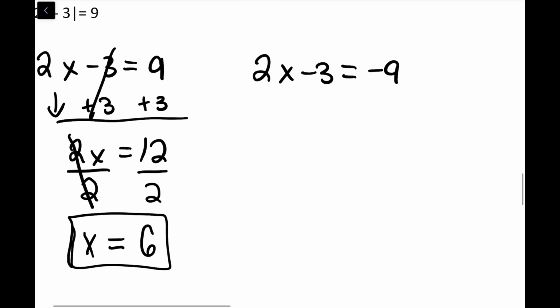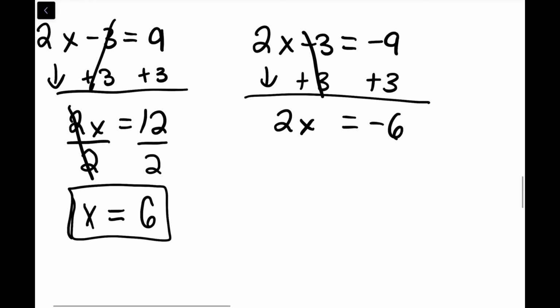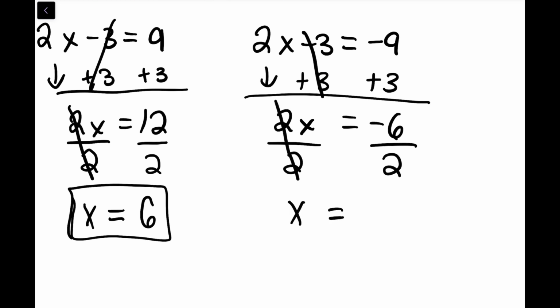Now I'm going to solve this one the same way. I'm going to start with the subtraction and add 3 to do the opposite. Those 3's will cancel, and I'll bring down my 2x. Negative 9 plus 3 is negative 6. So now I'm going to divide out my 2 to get x alone. Those will cancel. X is equal to negative 6 divided by 2, which is negative 3.